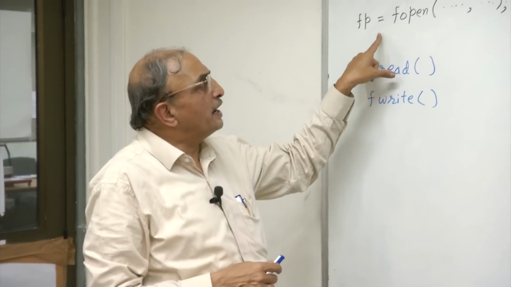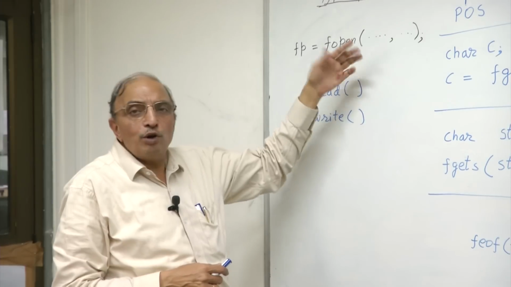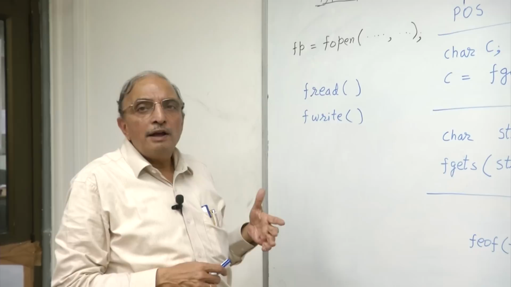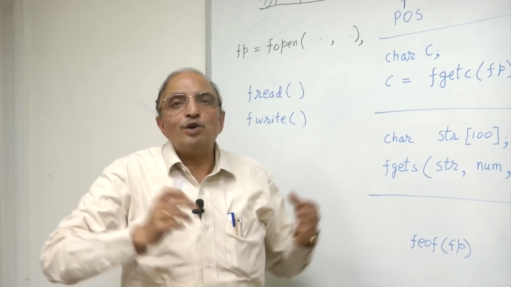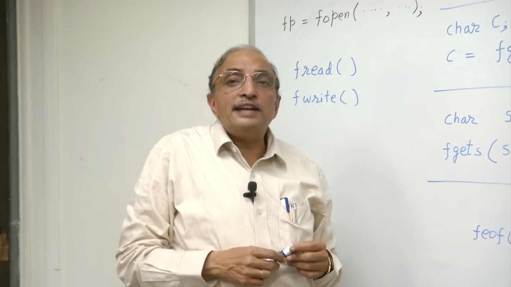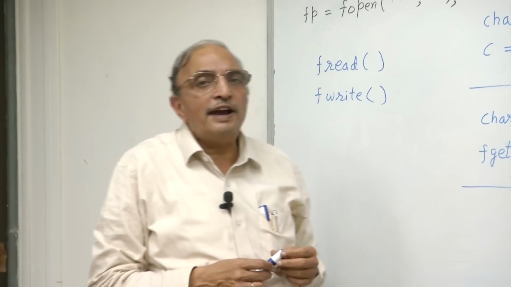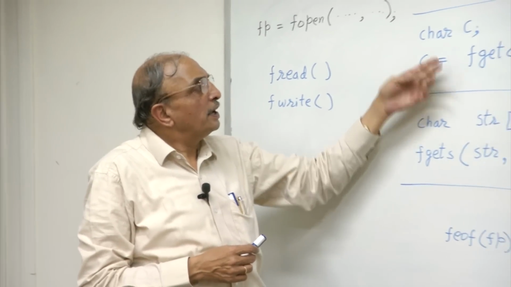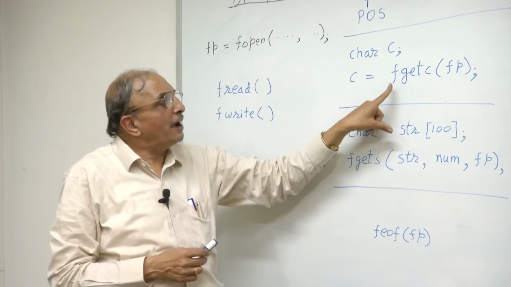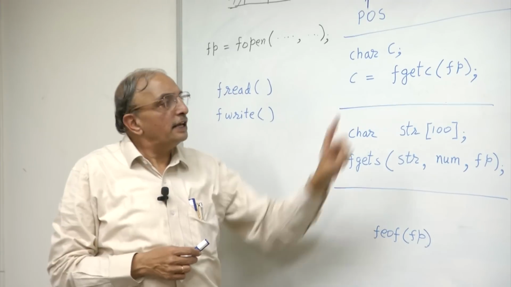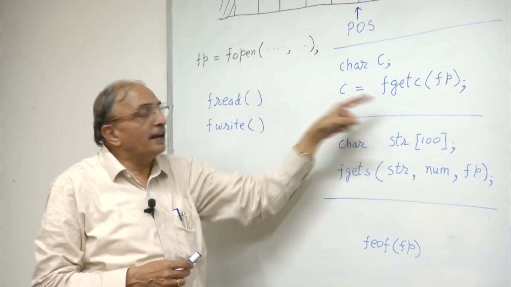Imagine that fp is a file pointer associated through fopen with a text file, and I want to read text data from that file. What it means is that these various bytes actually contain some ASCII coded characters. You are familiar with the getc function, or get a character function. You have exactly a similar function called fgetc. The way to use that function is to declare a character variable c and then simply say c is equal to fgetc(fp). This will get the next character at the position pos and assign it to c.